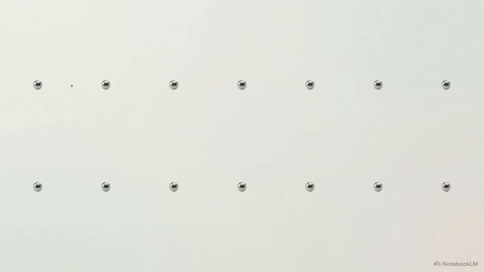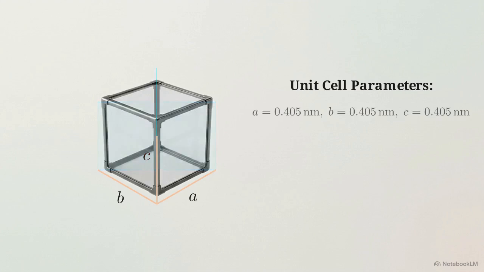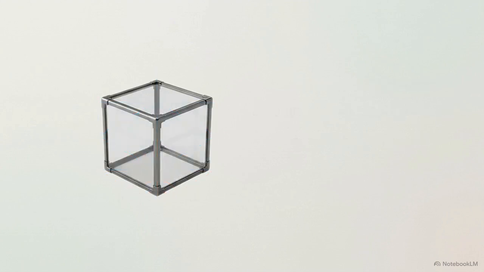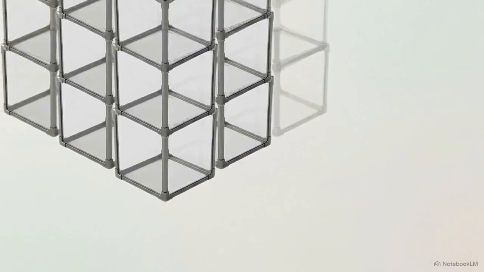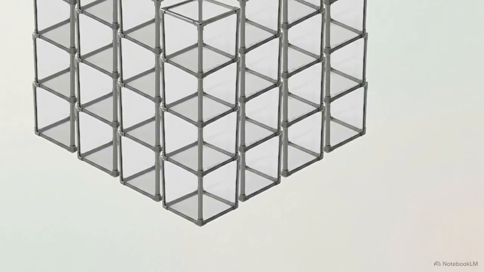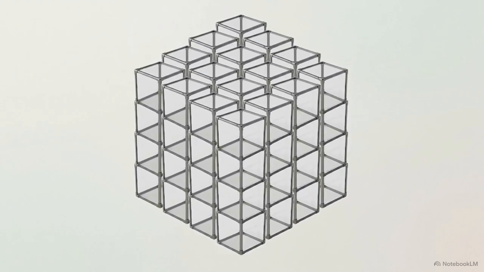Bragg's law uses the angle of the diffracted X-rays to calculate the exact distance, or d, between the atomic planes inside the crystal. By measuring these internal distances from multiple angles, chemists can reverse engineer the exact lengths of A, B, and C, along with the angles alpha, beta, and gamma. Once those parameters are confirmed, the unit cell can be duplicated and tiled into three-dimensional space, expanding outward exponentially to form a massive, rigid structure.